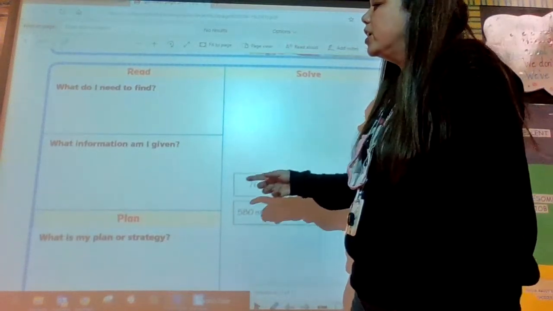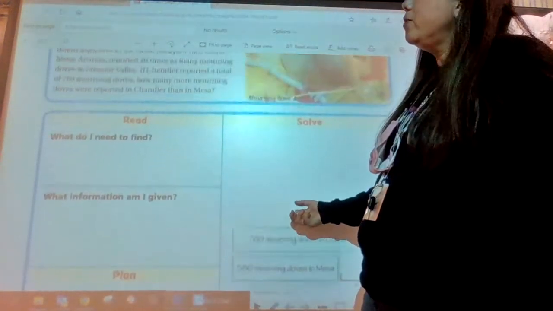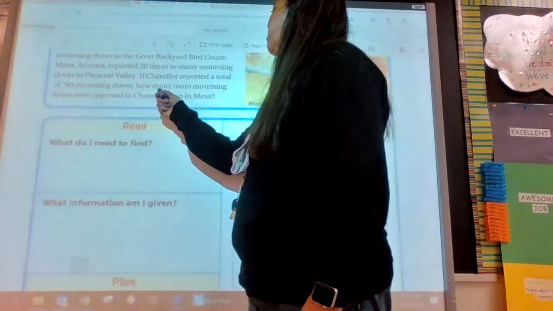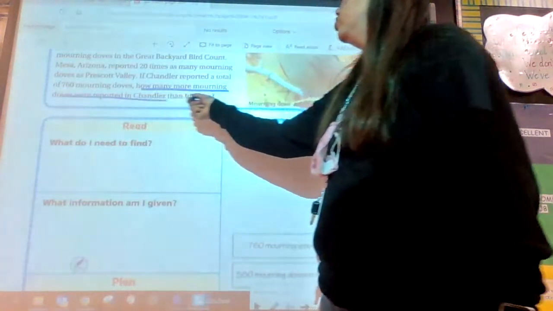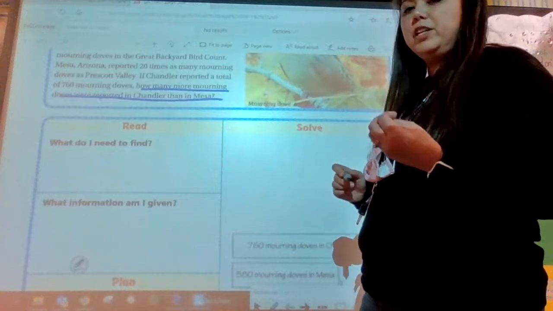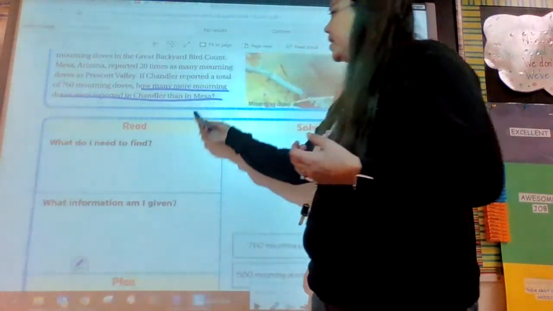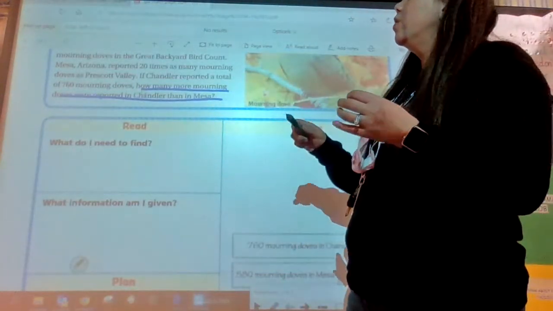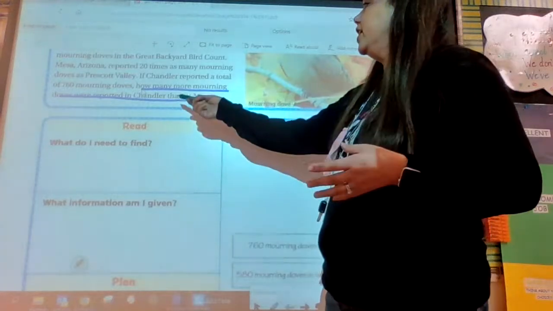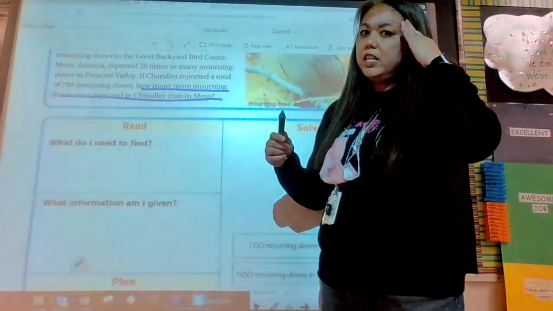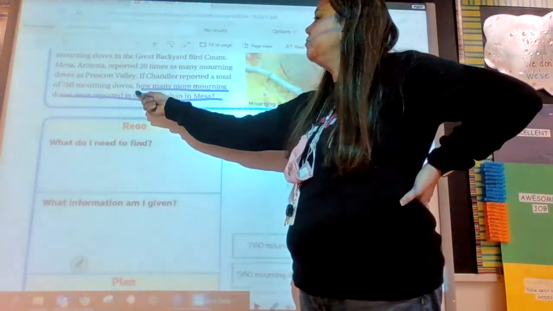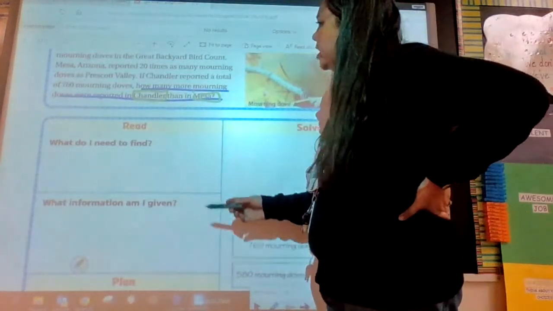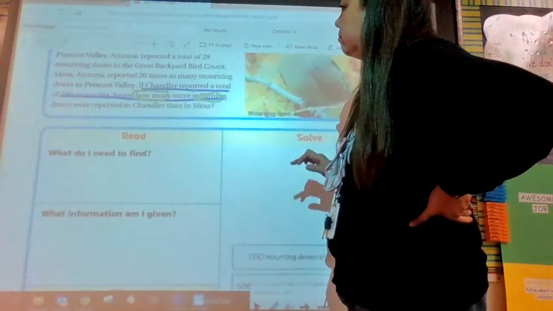Okay, so now I have to see the problem to be able to do this one too. What information am I given? So I look at what the question was asking me. How many more? Oh, good. I can see how many more mourning doves were reported in Chandler than in Mesa. That's what I'm really looking for. So what information am I given to answer that? Well, I've got to think, what do I need to know to find out how many more birds or doves were seen in Chandler than in Mesa? So I automatically know that I've got to be thinking, I'm looking for something about the birds in Chandler and the birds in Mesa.